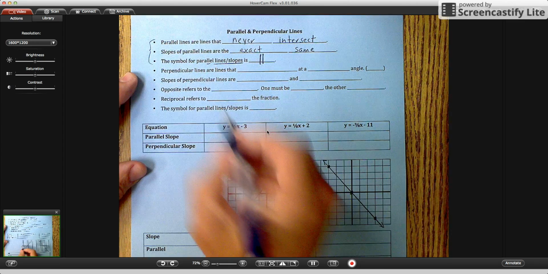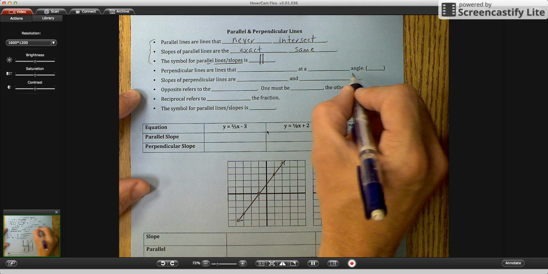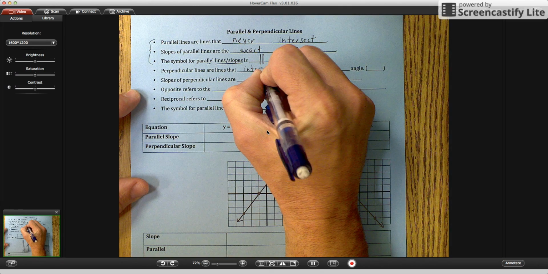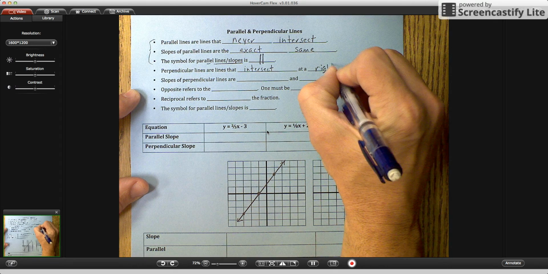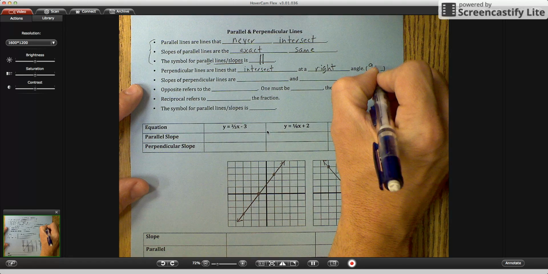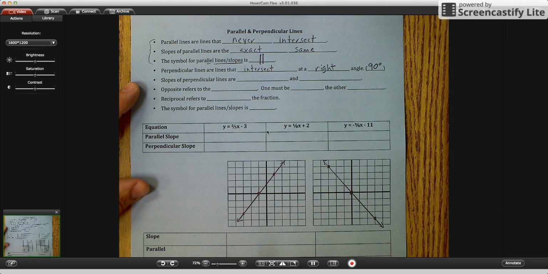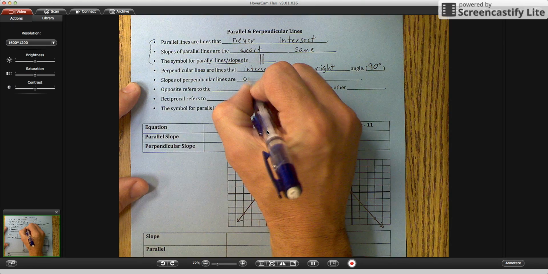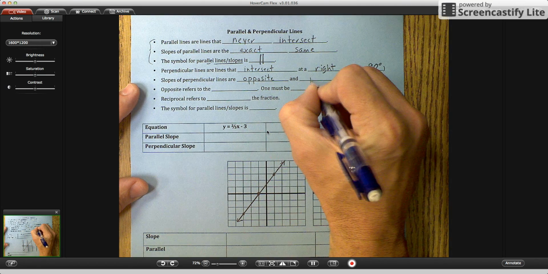Now we're going to move on to perpendicular. And perpendicular lines are lines that intersect at a right angle. And then you have a set of parentheses right here. In this set of parentheses, I'm going to write in there that a right angle is 90 degrees. Okay? Slopes of perpendicular lines are opposite and reciprocal.